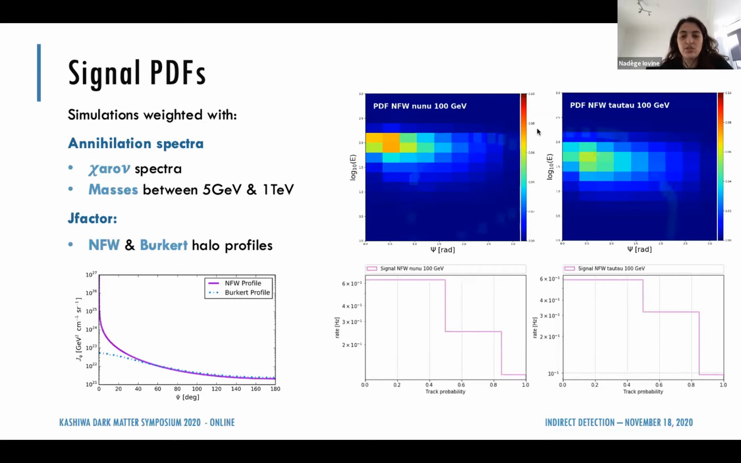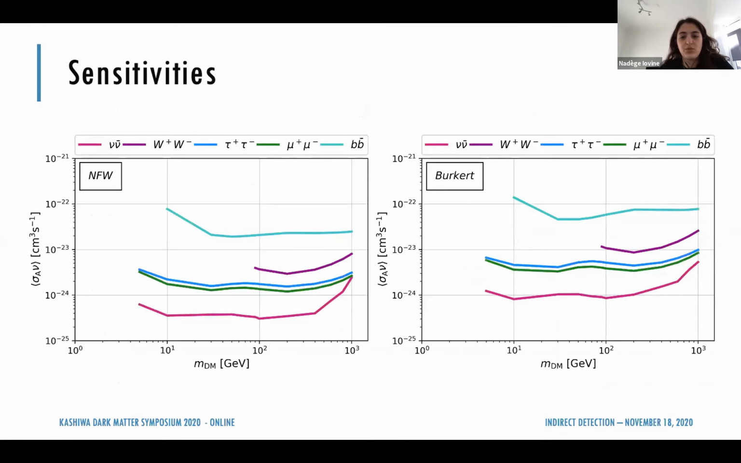So the PDFs shown here are the PDFs for the muon channel on the left for a mass of 100 GeV, and here the tau channel for a similar mass. Both sets of PDFs are assuming the Navarro-Frenk-White halo profile. So this brings me already to the sensitivities we got for this analysis.